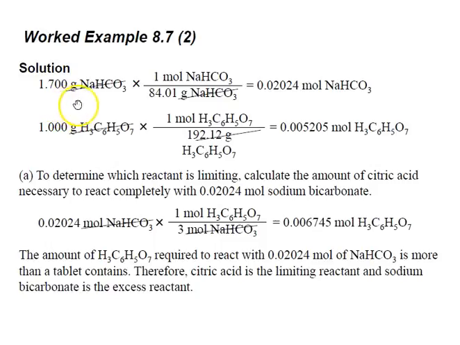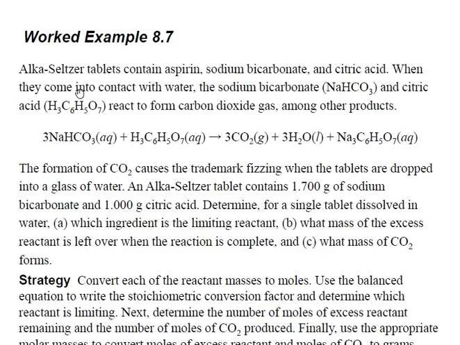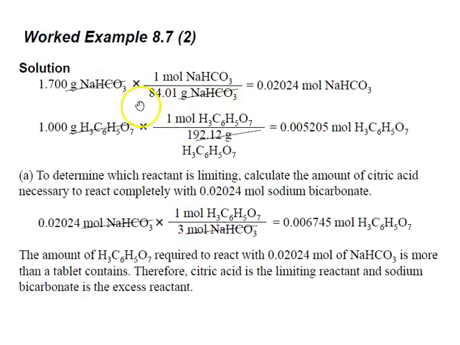So here we have our sodium bicarbonate, 1.7 grams, and then we're going to use a gram of citric acid in a moment. The 84.01 is just adding up sodium, hydrogen, carbon, and 3 oxygens from the periodic table. We set this up so that grams cancels. This gives us our moles of sodium bicarbonate.